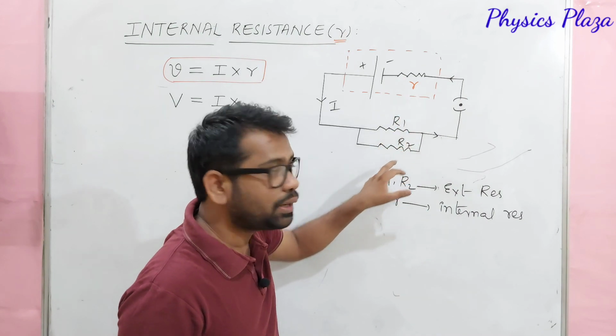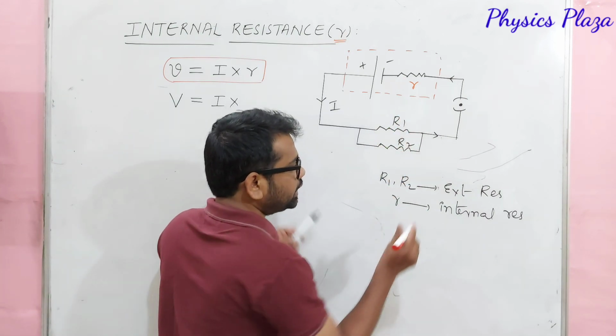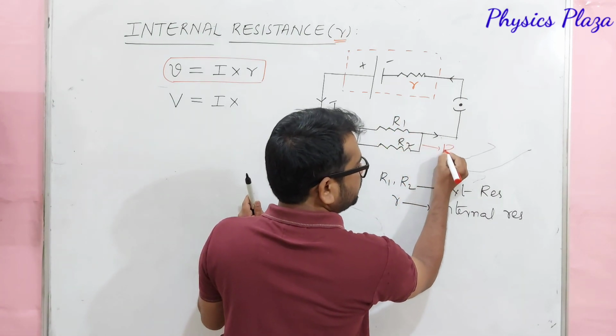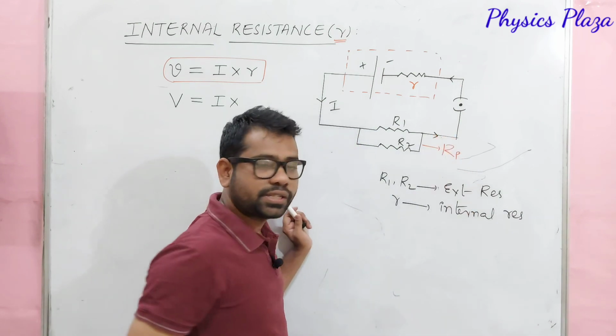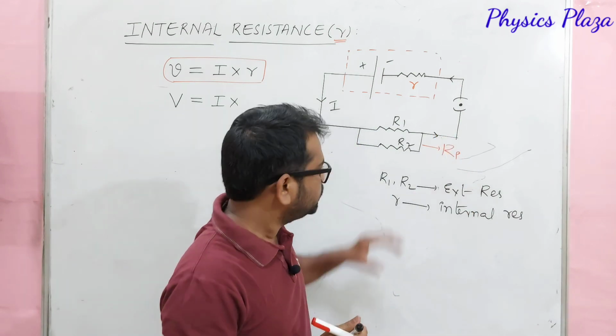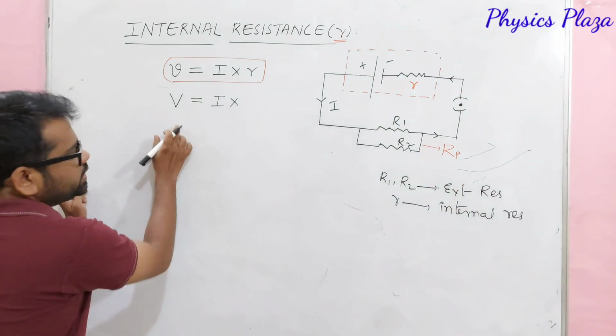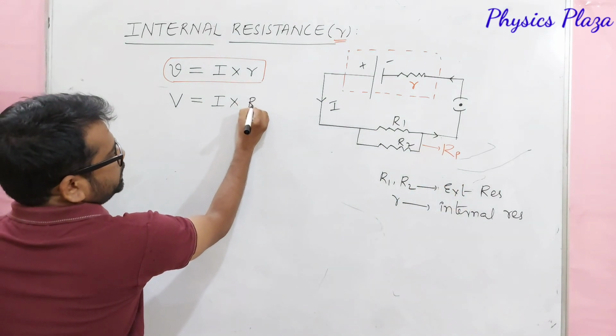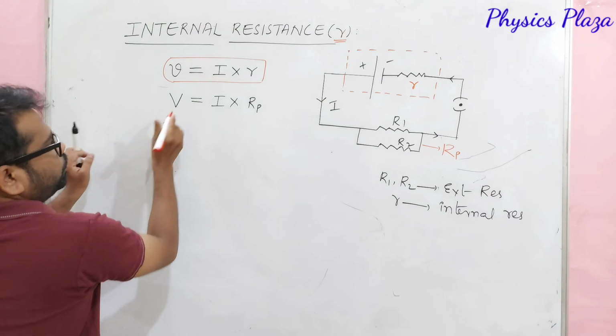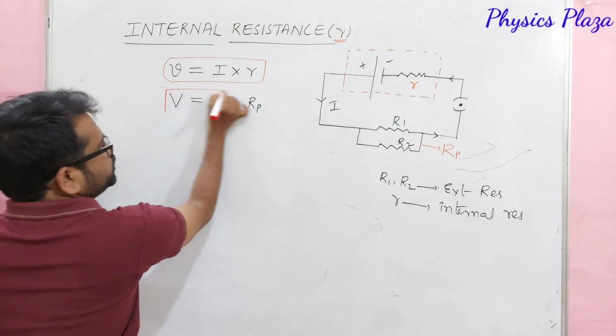As these two are connected in parallel, children, the resultant resistance will be Rp. Means the parallel combination, and we will calculate the Rp value here. So here V is equal to I into Rp. Children, don't get confused here. So what is potential drop?